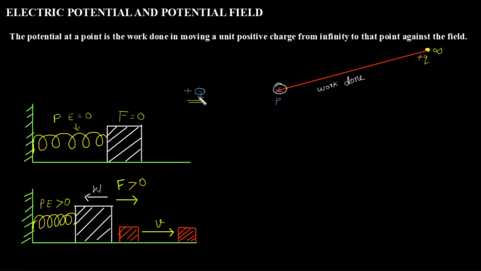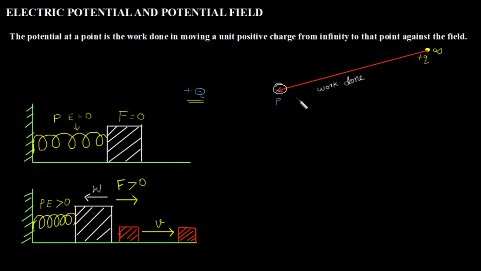Now, this plus q you imagine as a contracted spring, a held spring. Now you try to keep this small box. This small box is some charge kept at this point P. You try to keep it here. This fellow will push this away. This fellow will experience a force because of plus q. It will push this away.